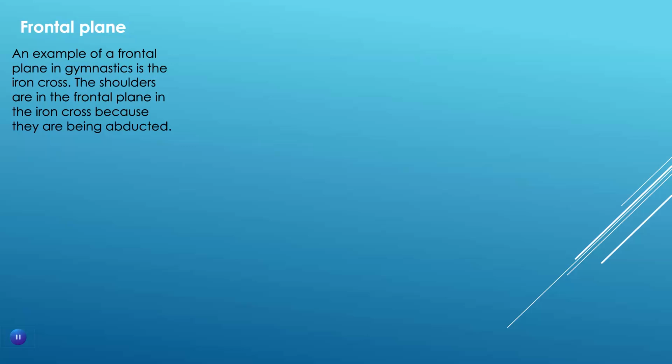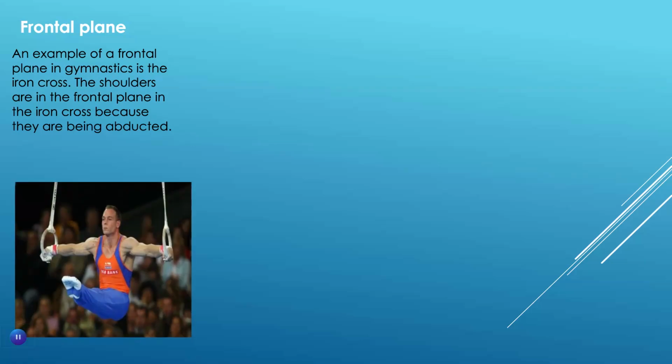An example of a frontal plane in gymnastics is the iron cross. The shoulders are in the frontal plane in the iron cross because they're being abducted. The athlete abducts their arms in the frontal plane, as the frontal plane splits the body into back and front, meaning they move along it.